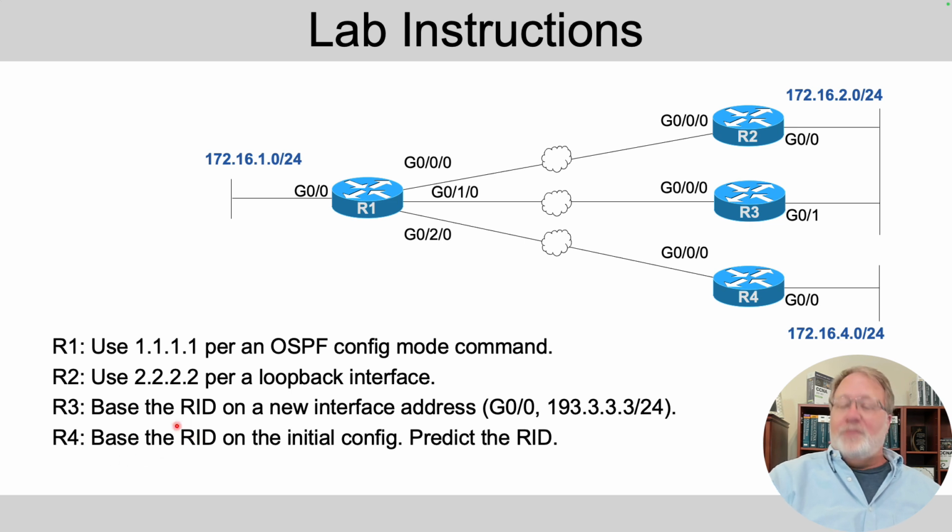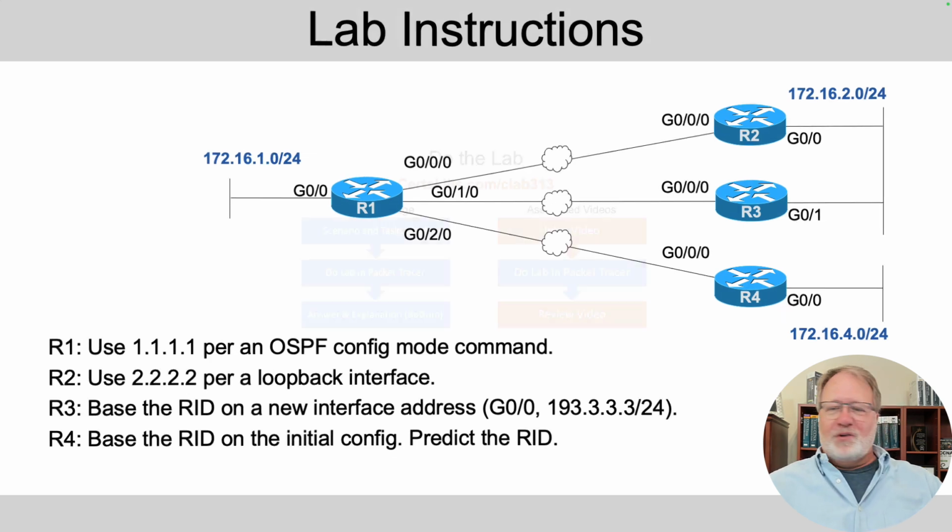R3, we want R3 to base its router ID on a new interface that's not been configured already. Remember, the configs showed all the relevant config. So here's an interface, gig 0/0. Notice R3 hasn't shown a gig 0/0 yet, and there's the address you would use on that interface. So base the RID on that interface's new address. And then router R4, base the router ID on the initial config. Basically, predict the router ID that R4 has already chosen and don't configure anything to influence it. Those are your marching orders for the lab.